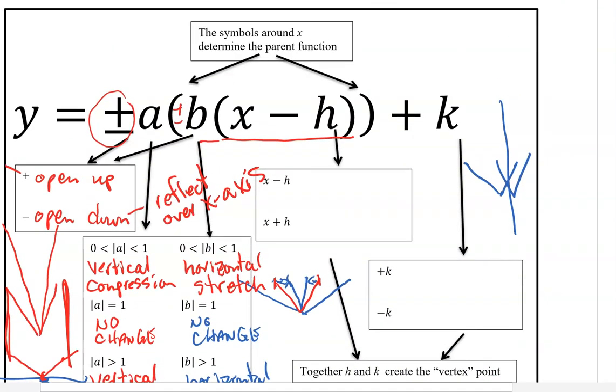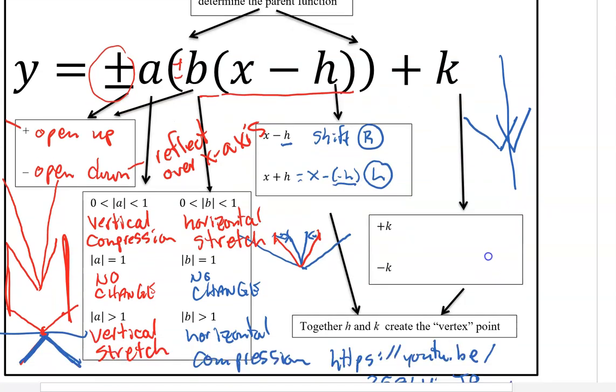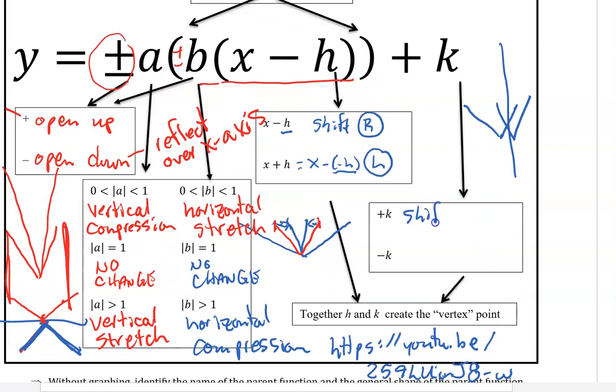Now, x minus h. We discussed that h is always considered to be a positive number here, and x plus h really means x minus negative h. So if it's x minus h, h is a positive number, and this would mean shift right. x minus negative h, shift left. k, if k is positive, we will shift up. If k is negative, we're going to shift down.